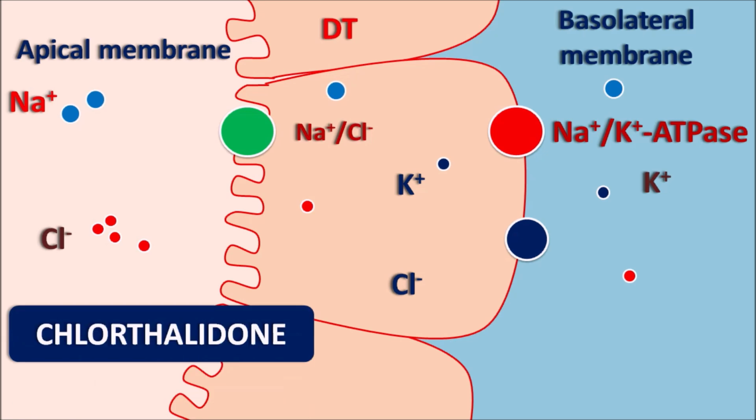Now let us see what is the action of chlorthalidone. So chlorthalidone is going to inhibit the sodium chloride exchange pump.